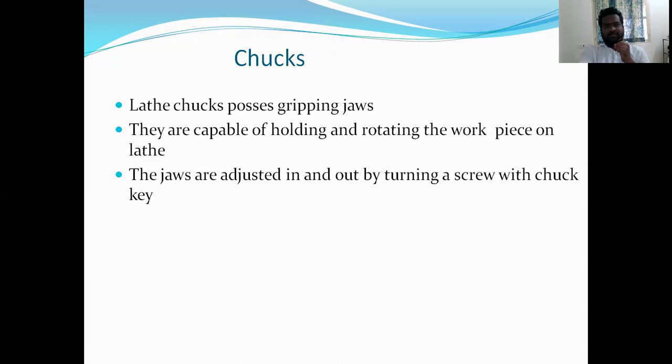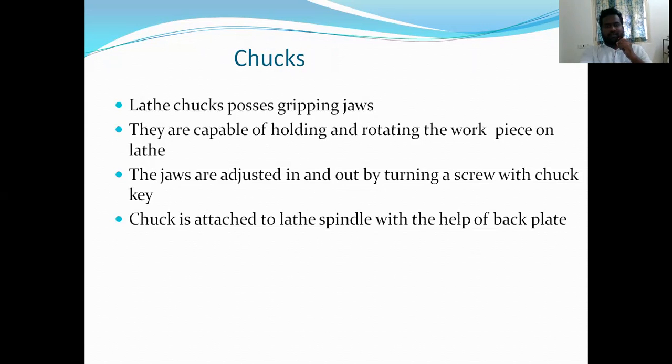The jaws are adjusted in and out by turning a screw with a chuck key. How are the jaws adjusted? By turning a screw with a chuck key on the top of the chuck. The chuck has a keyway, so by rotating that keyway with the key, the jaws move. The chuck is attached to the lathe spindle with the help of a back plate.